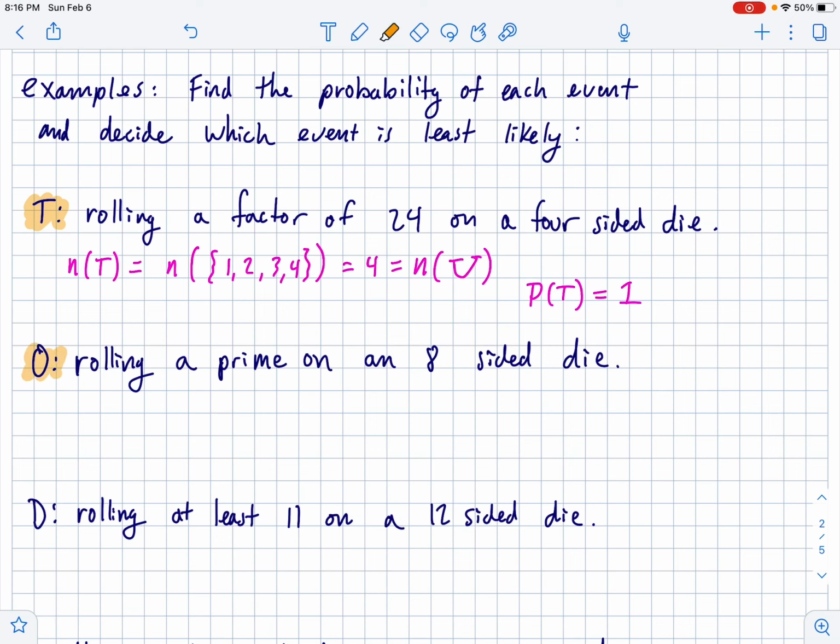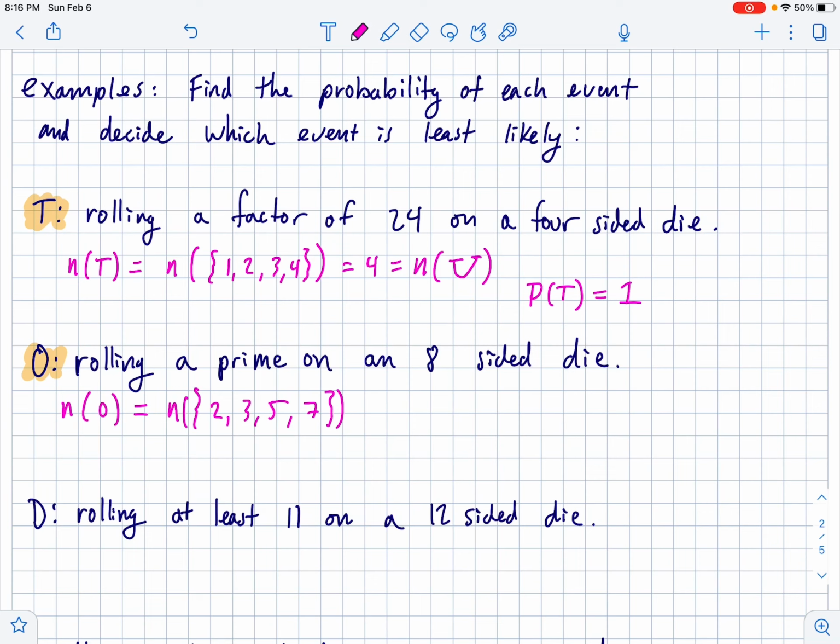Now, on the probability of O, the number of ways O can happen on an 8-sided die. Once again, we're assuming this is like 1, 2, 3, 4, 5, 6, 7, 8 on the sides. The number of ways that O can happen is 2, 3, 5, and 7. Those are the prime numbers between 1 and 8.